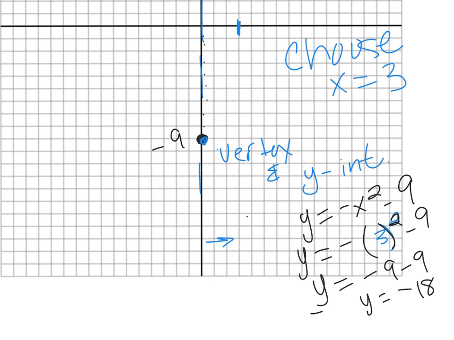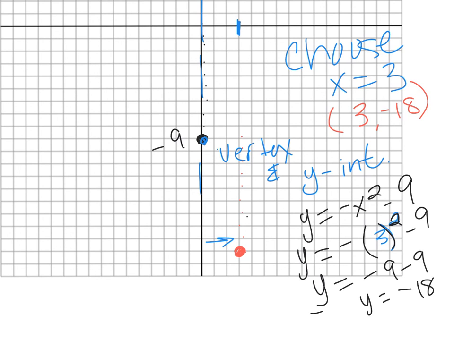So that means I'm going to plot this point, 3 comma negative 18. That point is nothing. It's just a point on the parabola. It's not the vertex. It's not an axis of symmetry. It's not a y-intercept. It's not an x-intercept. It's just some random point on that parabola. Okay, so 3, there's negative 9, 10, 11, 12, 13, 14, 15, 16, 17, 18.